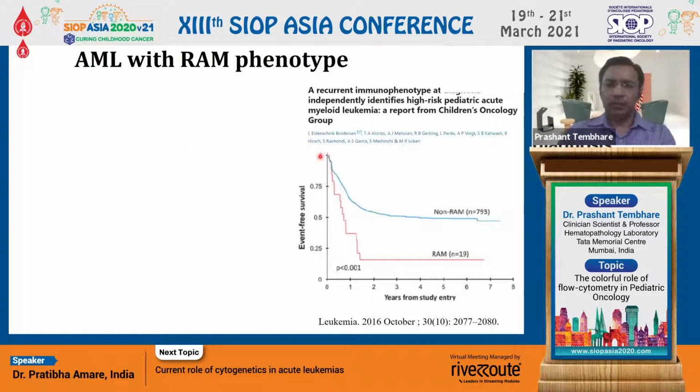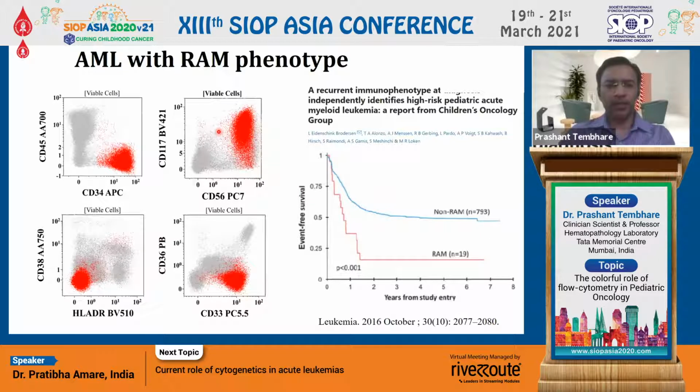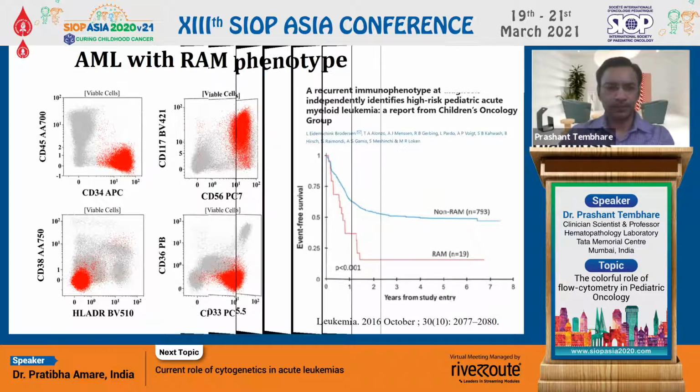Now, another entity defined by COG, which has a very poor prognosis, with an outcome of less than 18 months in AML, is something called AML with the RAM phenotype. And this is an example where we use the 4x2 formula, that is 4 markers are negative and 2 markers are strongly positive. The 4 negative markers are CD45, CD38, HLA-DR, and CD36. And the 2 markers that are nicely positive are CD56 and CD34, along with other myeloid markers. So this is a very classical example of AML with RAM phenotype, very poor prognosis.